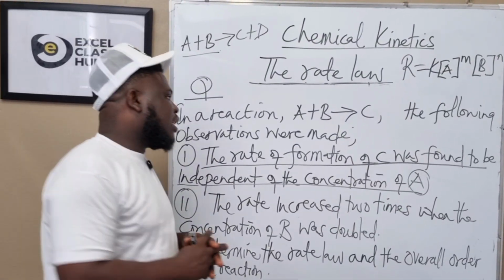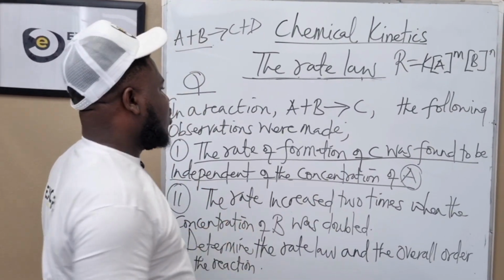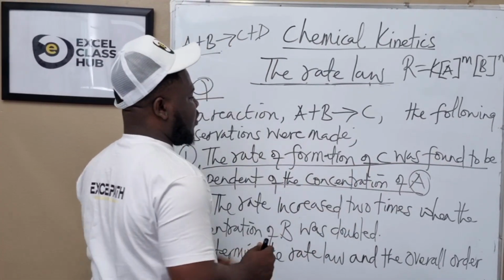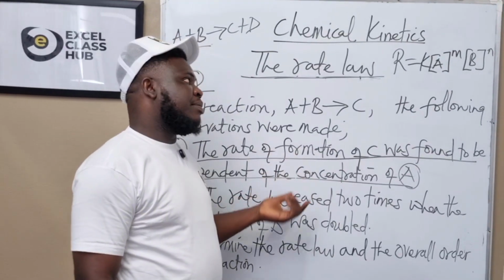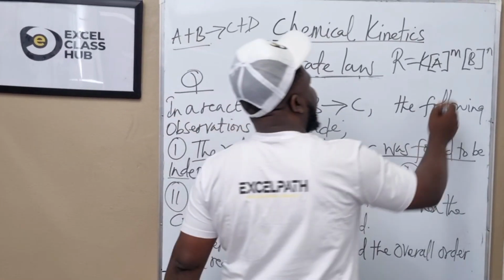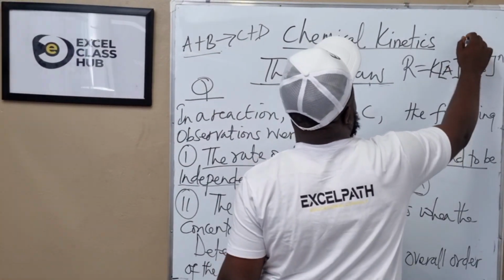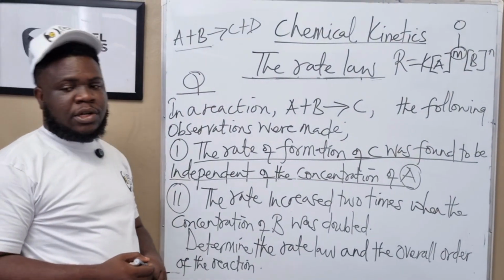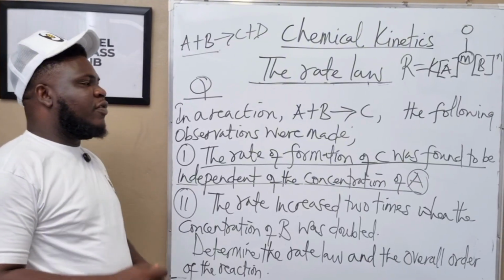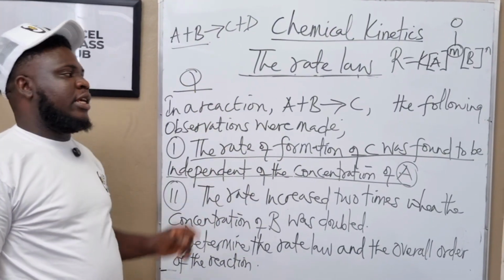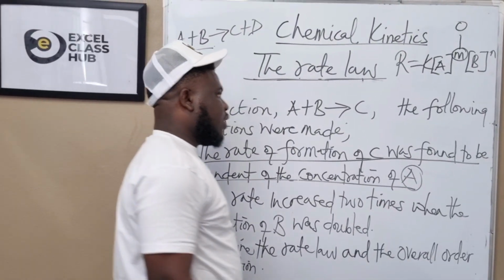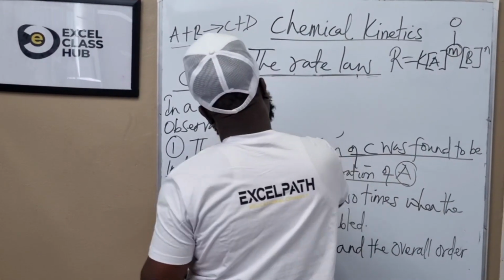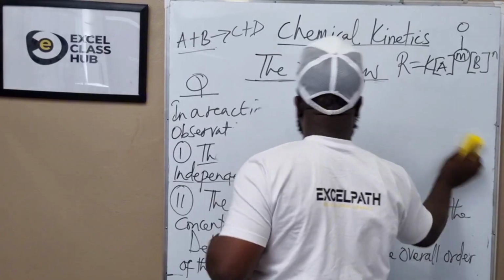So meaning that in this particular question now, since the question said the rate of formation of C was found to be independent of the concentration of A, what does that mean? It therefore means that don't bother calculating M because M is equal to 0. Meaning that the order of the reaction with respect to A is 0.